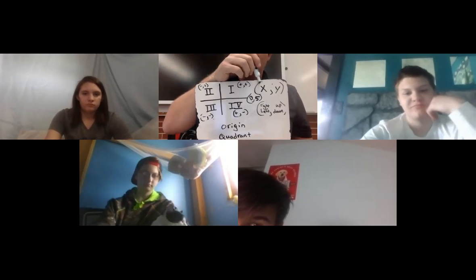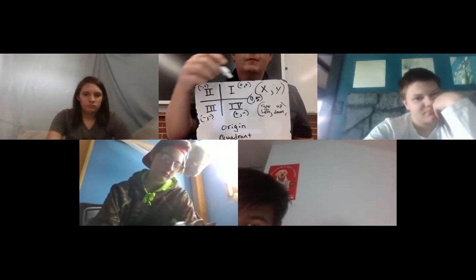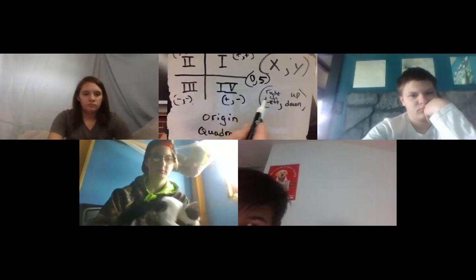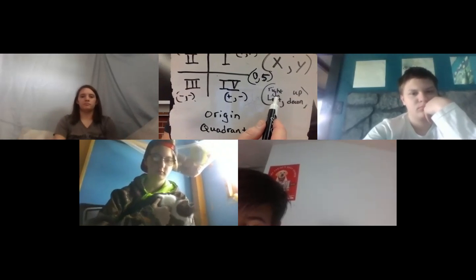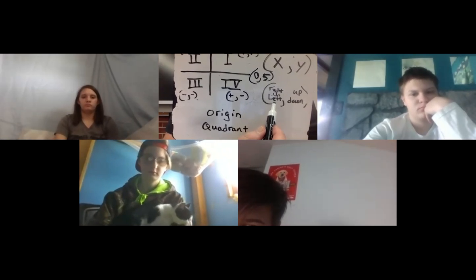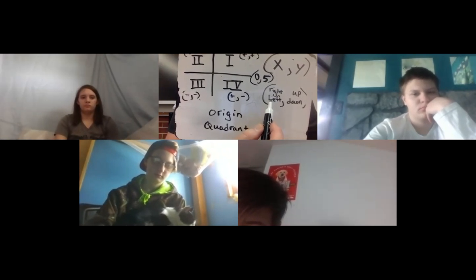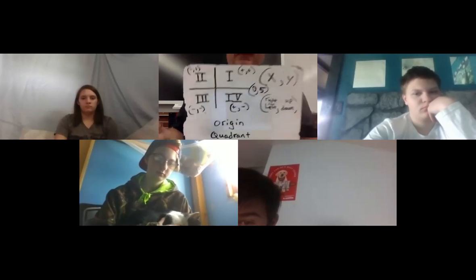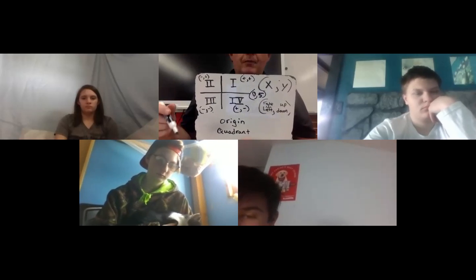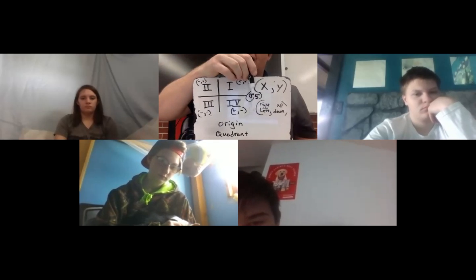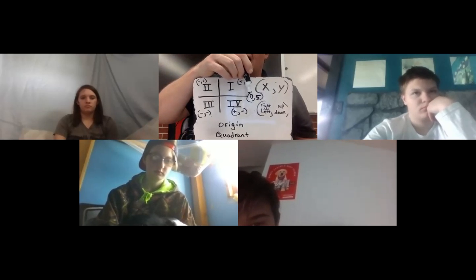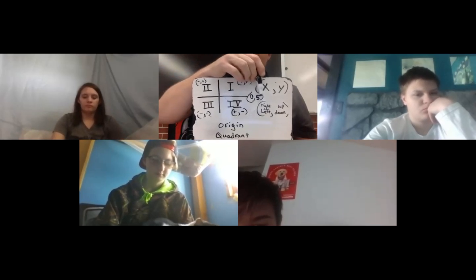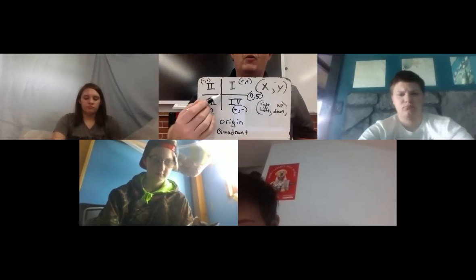So we always have X first. Y is always second. Okay. Your X is always going to move right or left. X will always move right or left. Y number will always move up or down. Okay? So if I were to graph 0, 5, the 0 would tell me which direction I move, right or left. If it says 0, I don't move anywhere right or left.